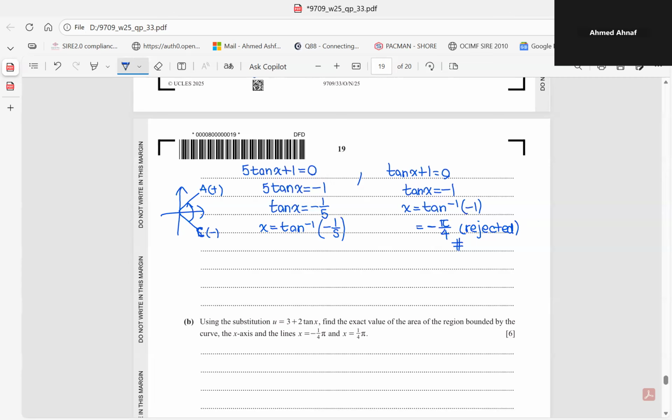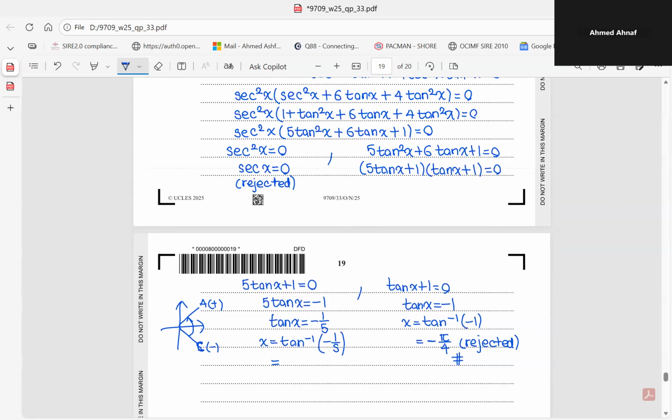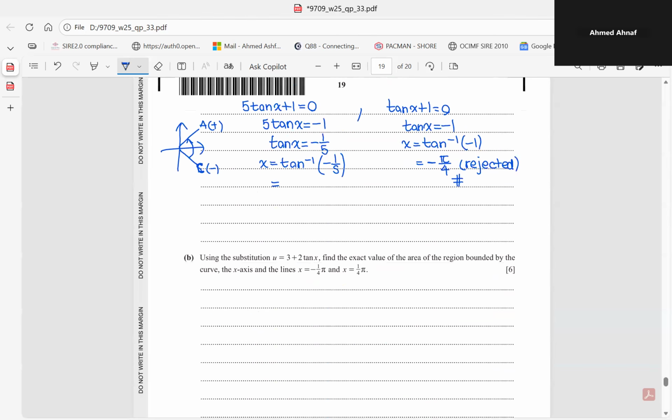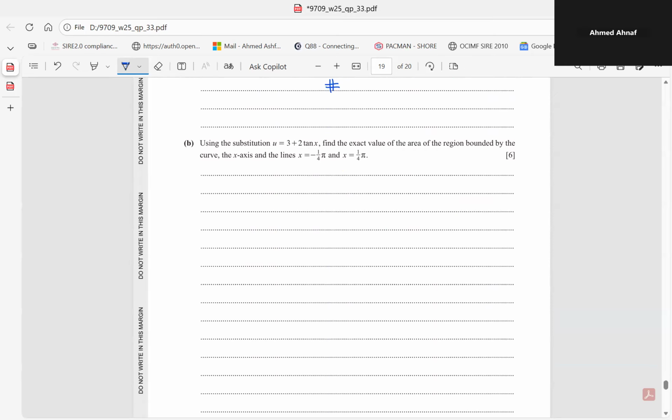of -1/5. And you should get, don't forget to put your answer in radians because our domain is in radians. You would get -0.197 to 3SF. And this would be our x coordinate for m. And so we can head on to the next question, next part.